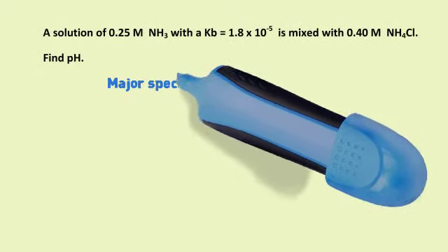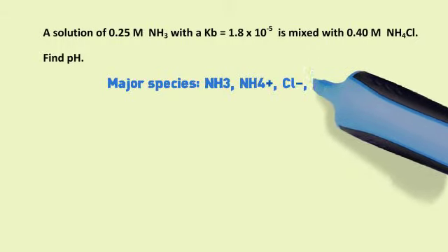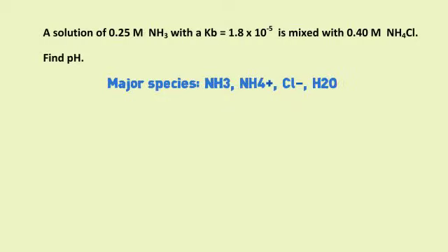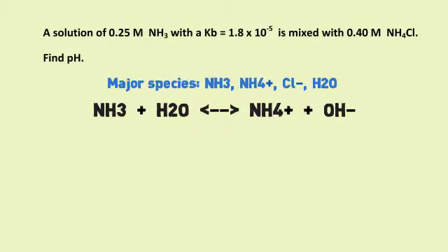The major species are NH3, NH4+, Cl-, and H2O. Cl- and H2O, we can discard those. They're very weak. They don't really do anything. And the equation that we're really looking at is this.